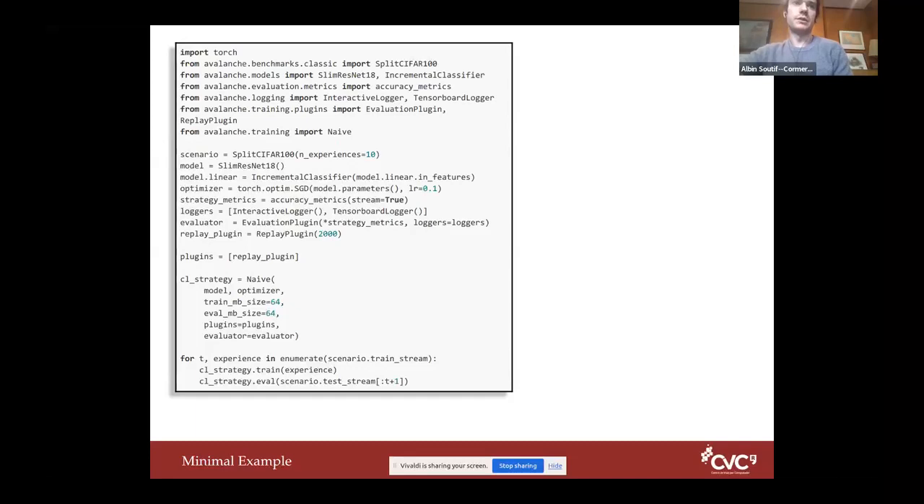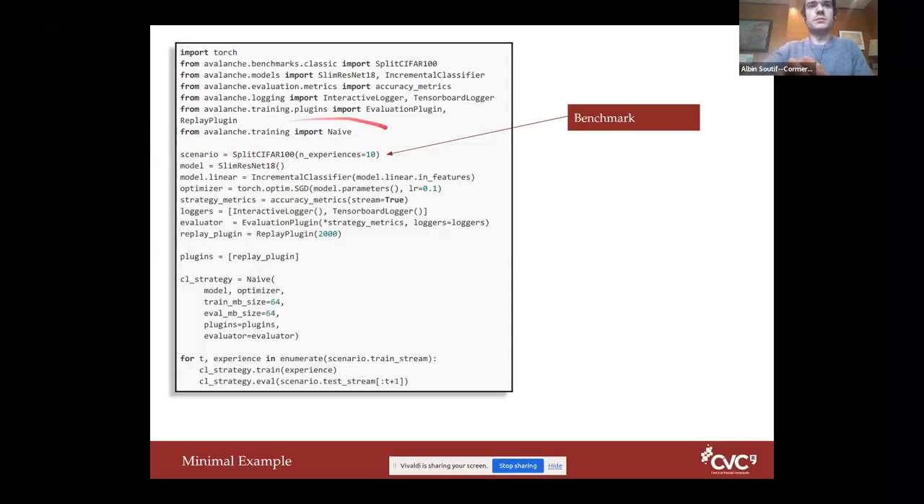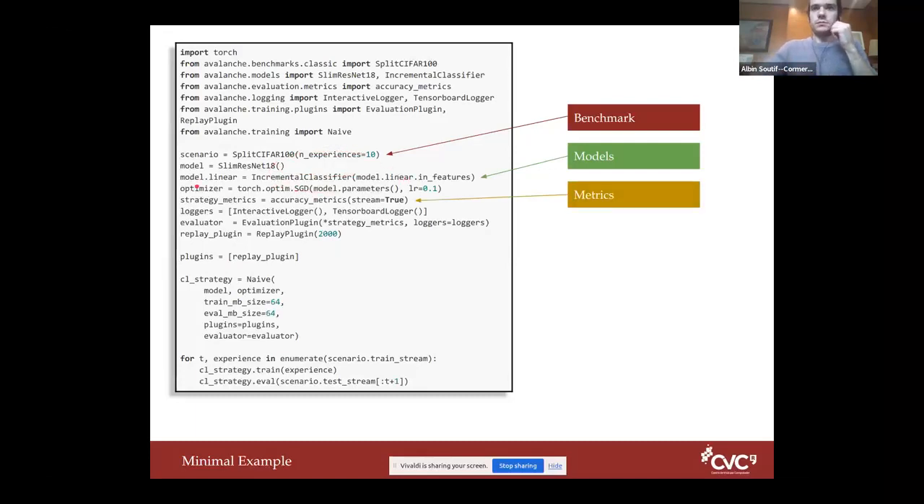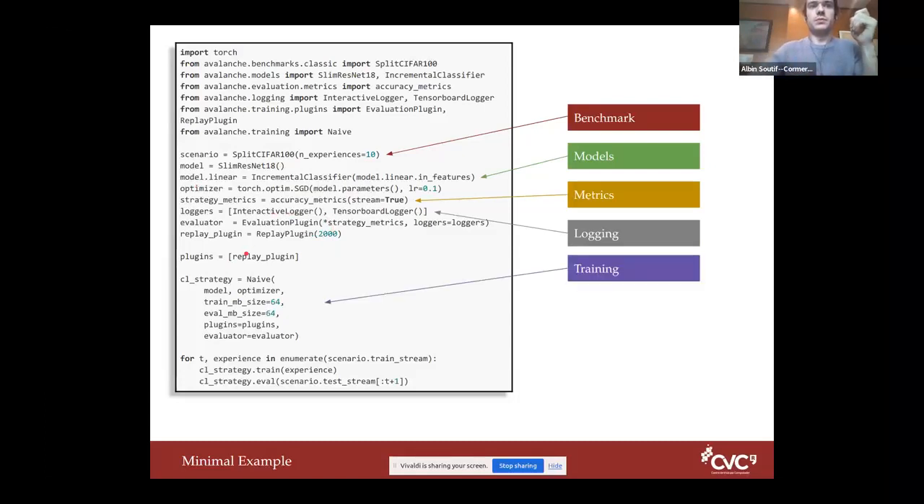And we can also see that the different components that I presented to you before are here. We first have the benchmark creation through the split CIFAR-100 benchmark. Then we create the model, also changing the layer to a dynamic layer that I will present. Then we initiate the metrics, we create the loggers, we pack them together, and we initiate the training strategy. And then we just have to do this loop, which does the whole training and evaluation.